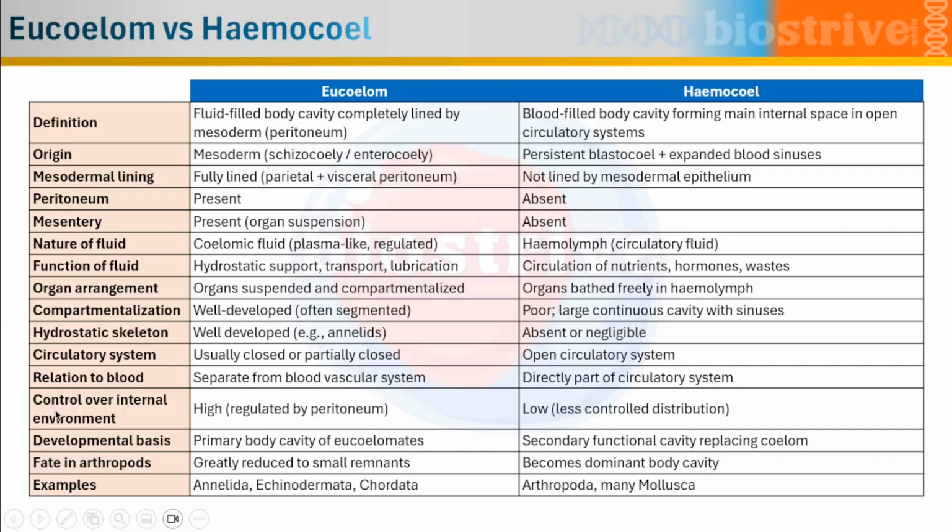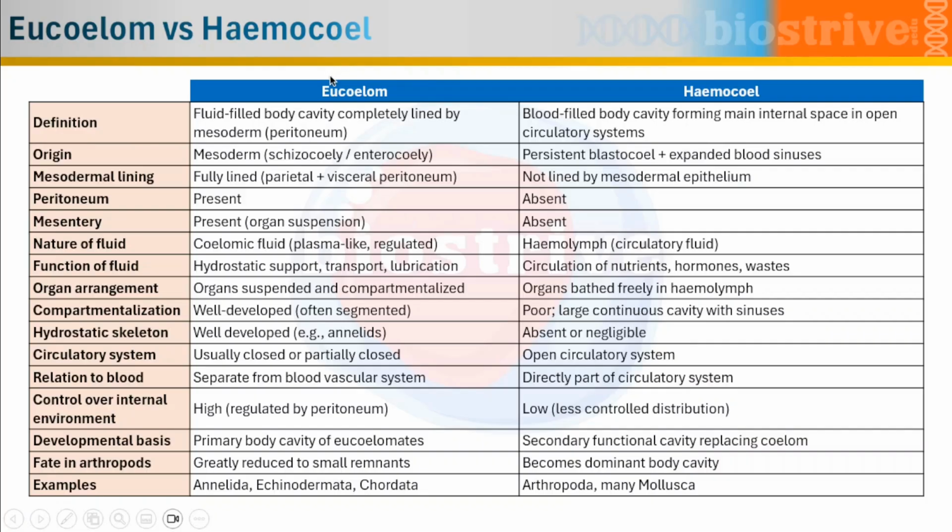If we talk about control over internal environment, it is highly controlled, highly regulated because of the presence of this peritoneum, whereas in case of Haemocoel, there is very low control. In case of Eucoelom, the primary body cavity will be formed as Eucoelom, whereas in case of Haemocoel, at embryonic stage, the Eucoelom is formed by the schizocoelom process, and later it is reduced to those excretory as well as reproductive areas. There is expansion of circulatory sinuses. There is persistence of the blastocoel cavity, and both of these will contribute in the formation of Haemocoel cavity.